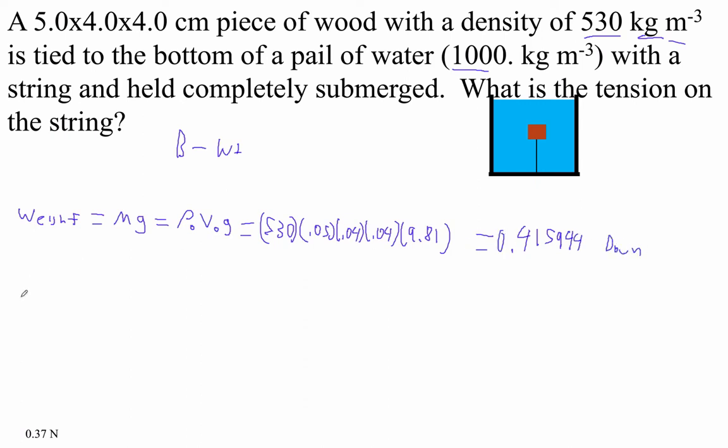Okay, and then the buoyant force is going to be the density of the fluid times the volume of the fluid displaced times g, right? So that's going to be 1,000, because the fluid is water, right? 1,000 times the volume of the fluid displaced, which is the same as the volume of the wood, right? This is Archimedes' principle. So 0.05, 0.04, 0.04 times 9.81.